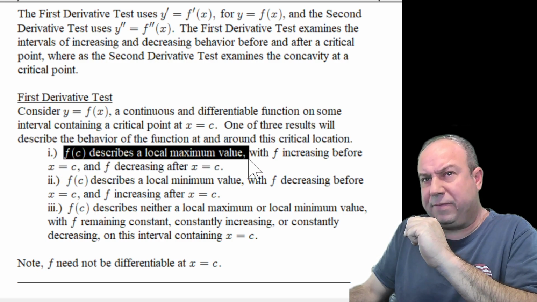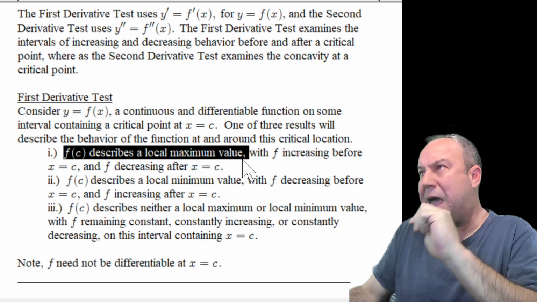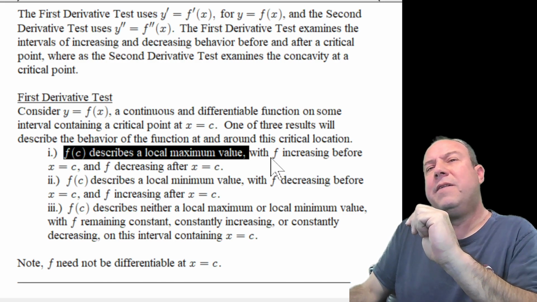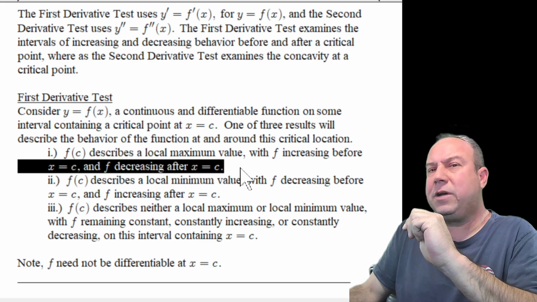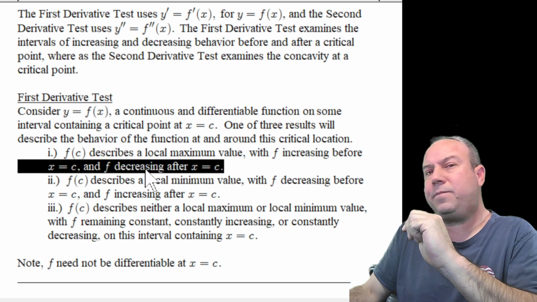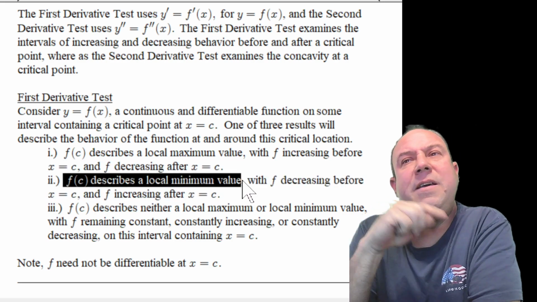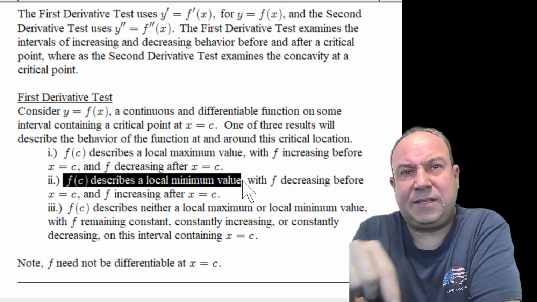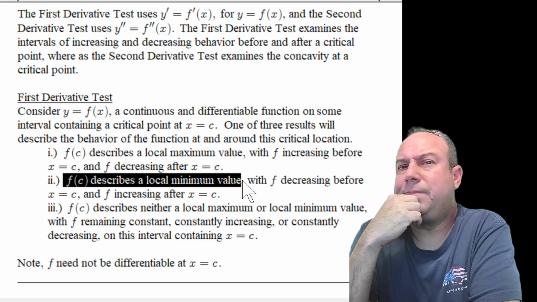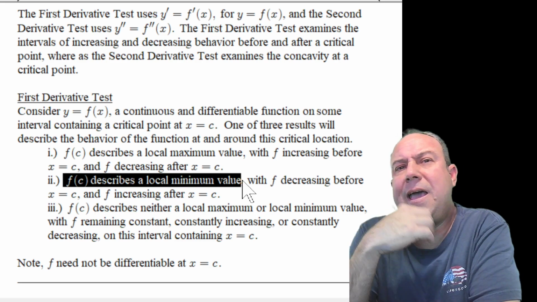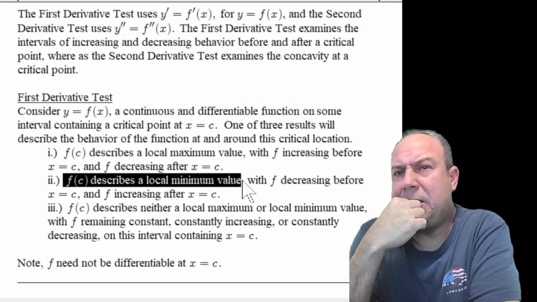And what we can see happen for f at that critical point is that we could see it describe a local maximum value, if f is increasing before x equal to c and decreasing after it. At f of c we could see a local minimum value, if f is decreasing before x equal to c and increasing after it. And lastly, you could have neither of those two things occur, right?